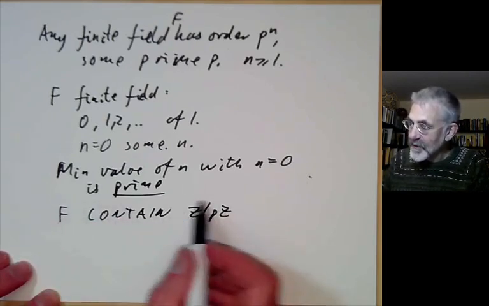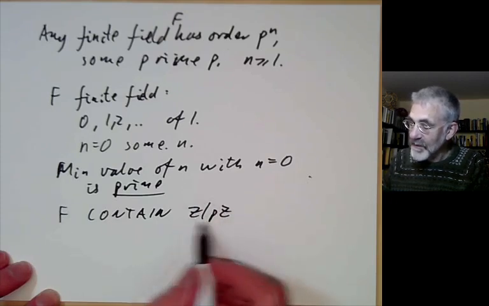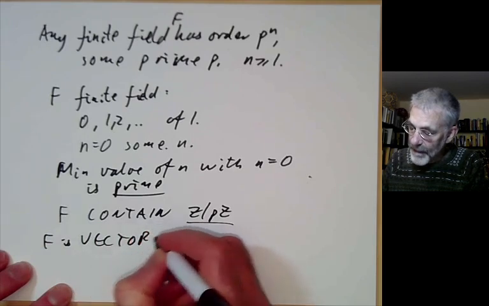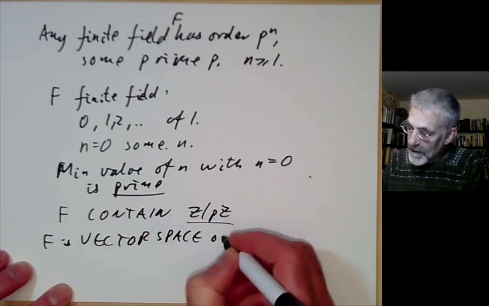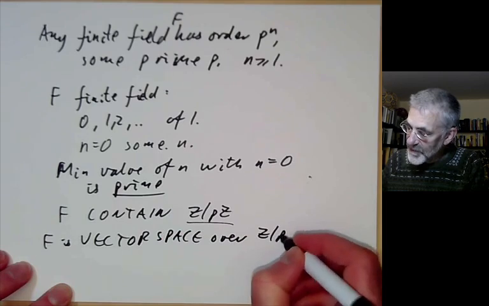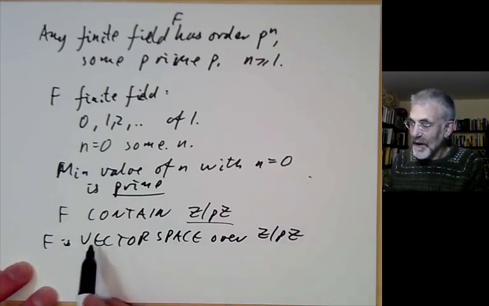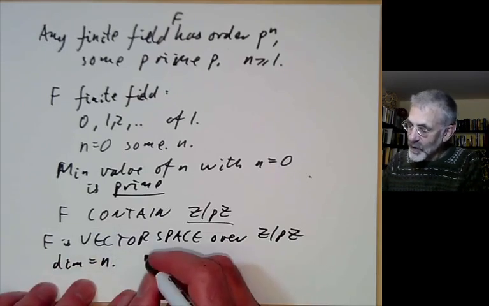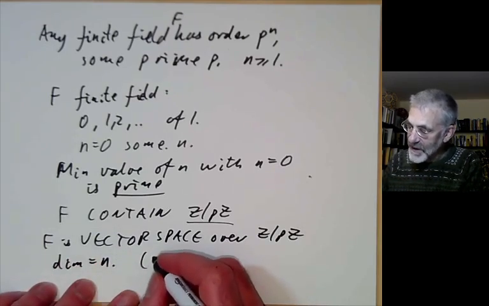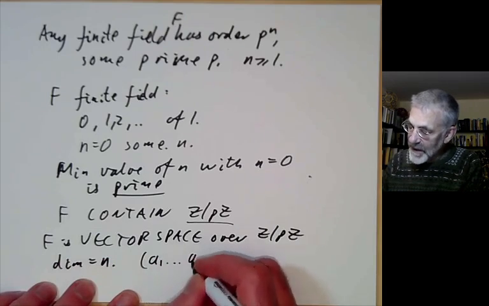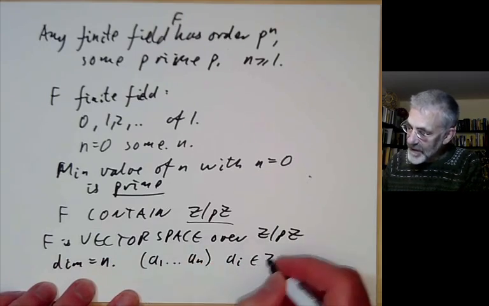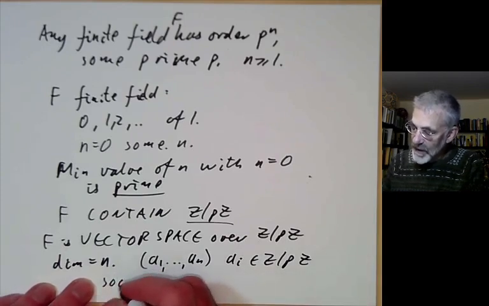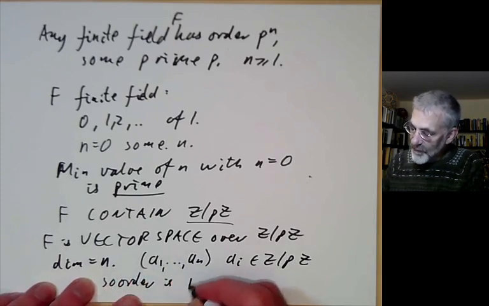And you know it's an abelian group, but you can also multiply by elements of this field. So F is a vector space over the field Z modulo pZ, and it must be of finite dimension. So suppose the dimension is n. That means you can pick a basis and all its elements can be written in the form a1 up to an, for ai in Z modulo pZ, as usual for a vector space. So the order is p to the n.